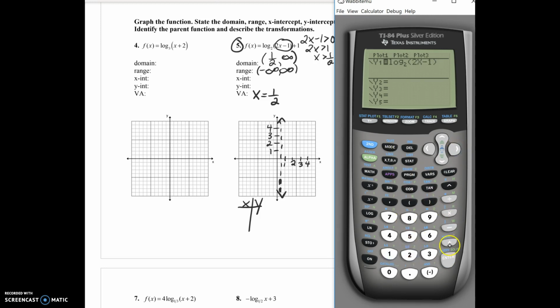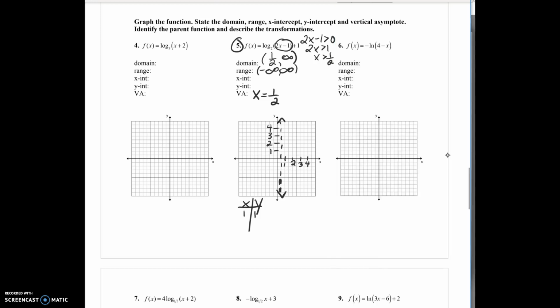plus 1. And then we can go to the table. We see a lot of error messages, so those aren't points. And then you can just pick a few points to plot. So 1, 1, 2, 2.6, 3, 3.3, that should be enough just to kind of see what's happening.